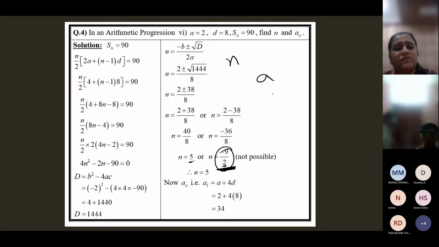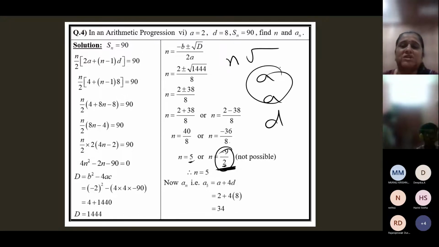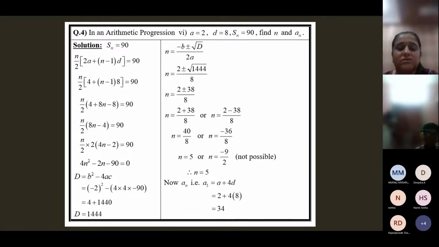Now a can be negative, a can be a fraction. A and d have no restriction. They can be negative, positive, fraction, or an irrational number like root 2, root 3, anything. But n, the number of terms, should be a natural number. So n is equal to 5.